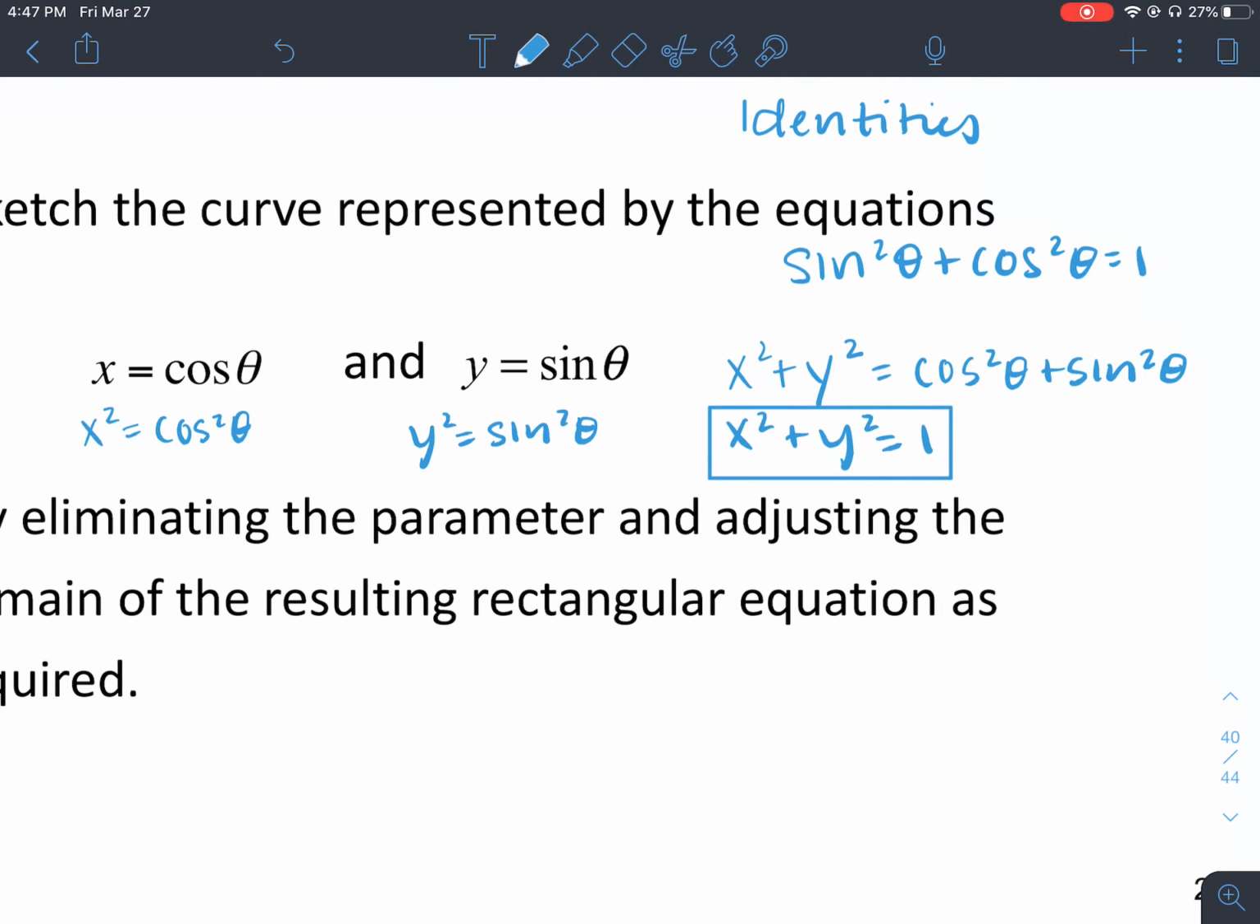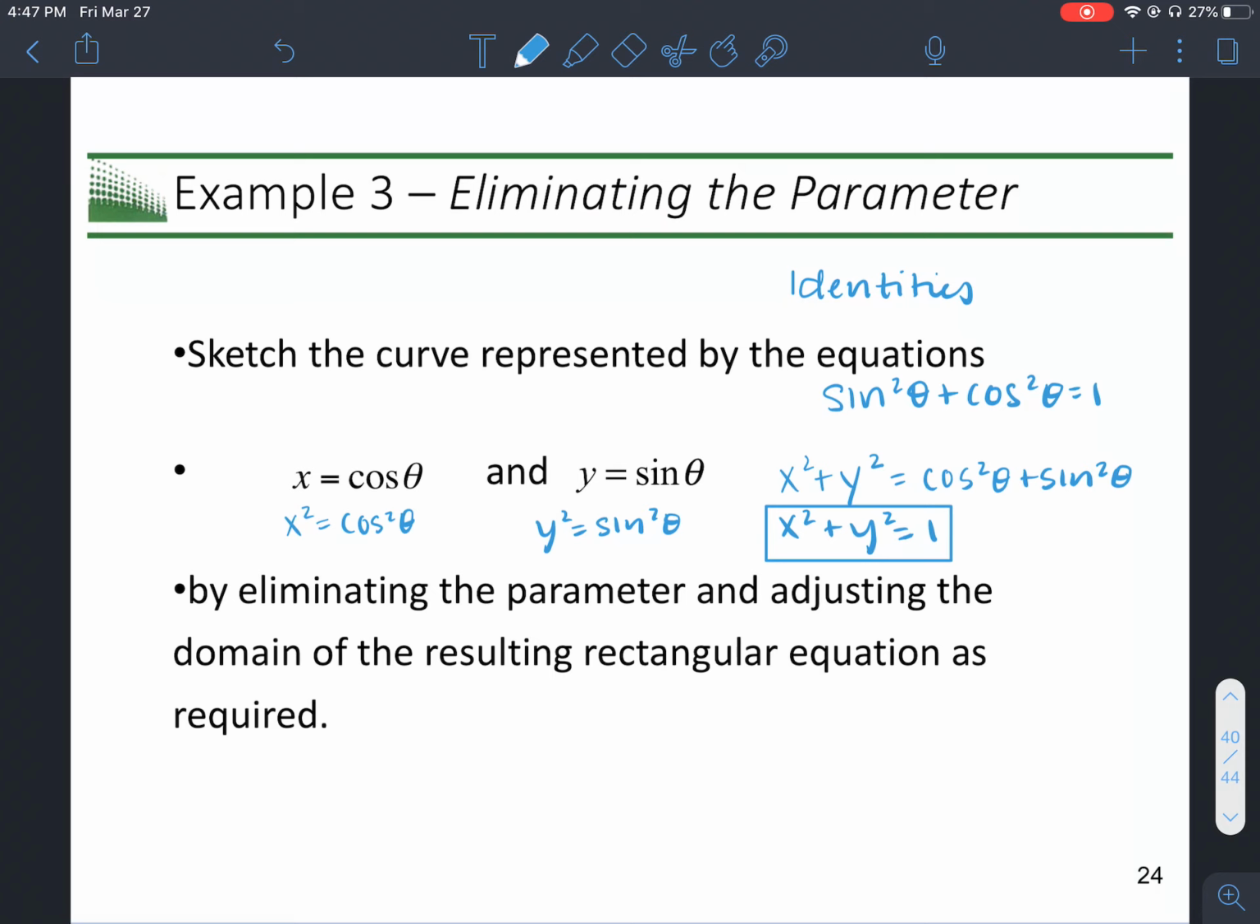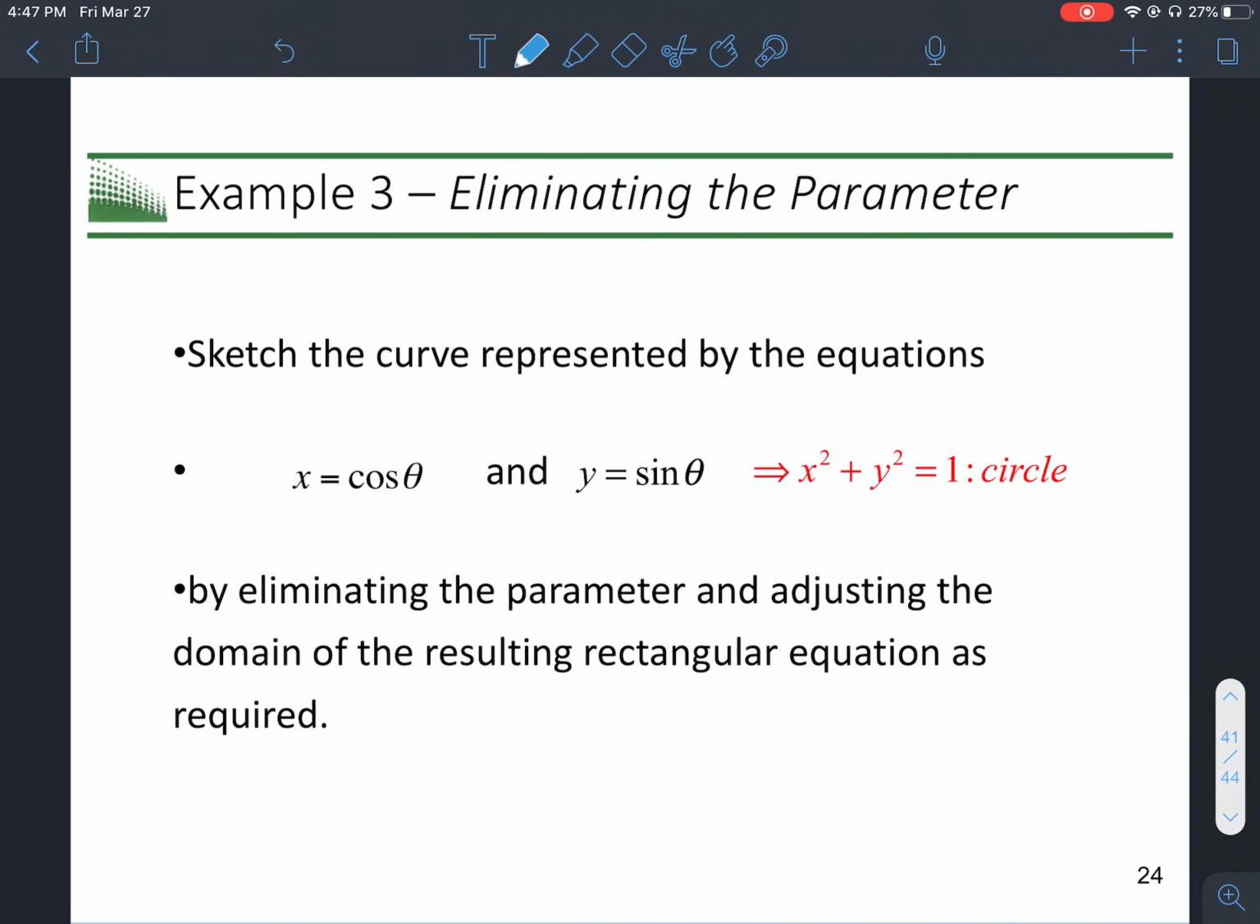And that's a rectangular equation we know how to deal with. X squared plus y squared equals 1. That's just a circle. So generally, if you have a cosine theta and a sine theta with your x and your y, that's going to connect to either a circle or an ellipse or some other closed curve.